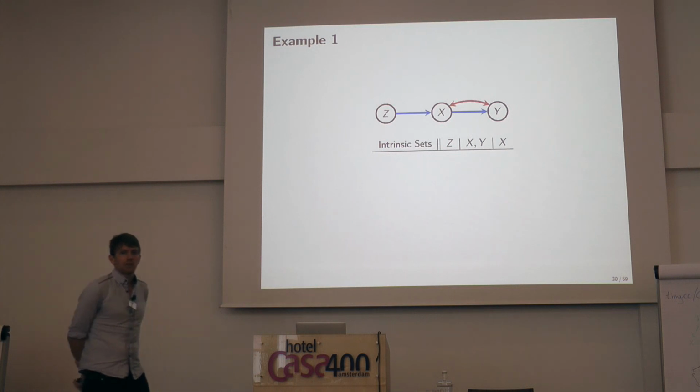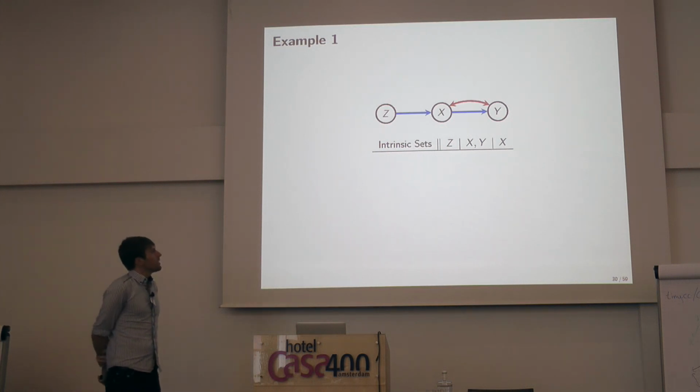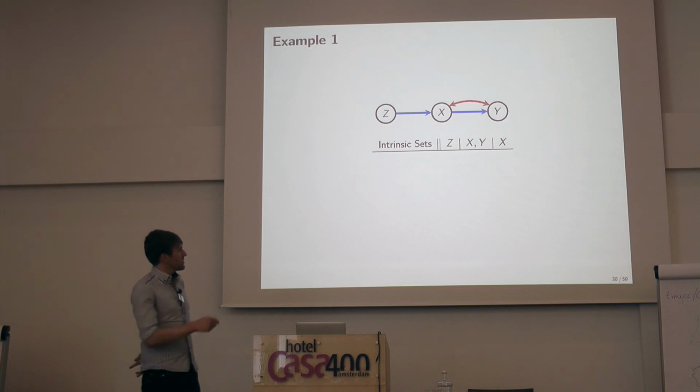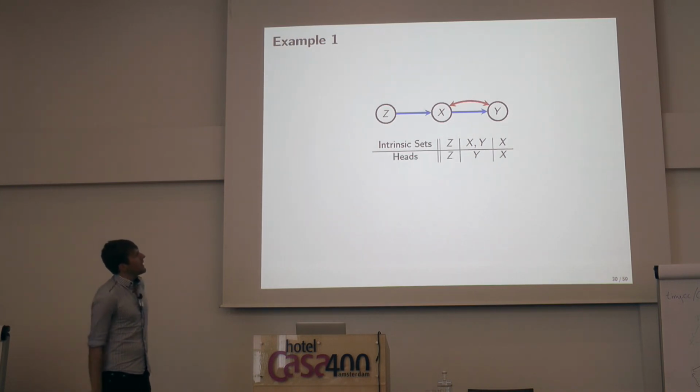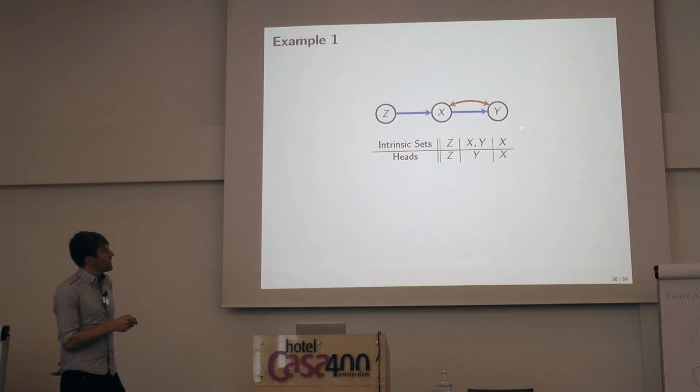Okay, so just a quick example. Here's the IV model again, changing notation slightly. The intrinsic sets for this model are Z, that's a district, XY, that's a district, and X, because I can marginalize Y and X becomes a district. So those are the reachable districts. The heads in each case: Z is its own head, X is its own head, and then for XY, the barren vertex is Y.